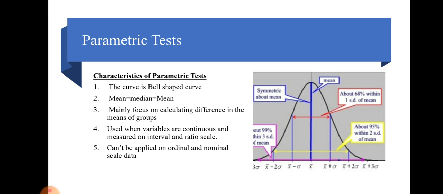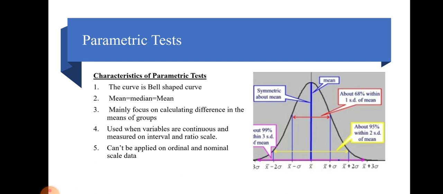What are the main characteristics of parametric tests? The curve is a bell-shaped curve. The bell-shaped curve means these tests follow the normal distribution curve, meaning the data is normally distributed. We assume this main assumption: mean is equal to median is equal to mode. It is used to compare the mean between different groups. If we have to compare the mean between two groups, then we apply the t-test. If we have to compare the mean between three or more groups, then we apply the ANOVA test. We will discuss these tests in another video.